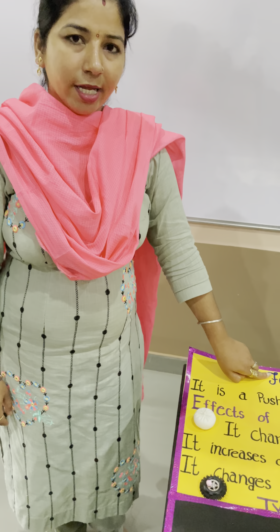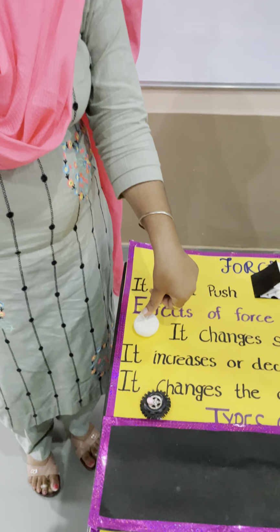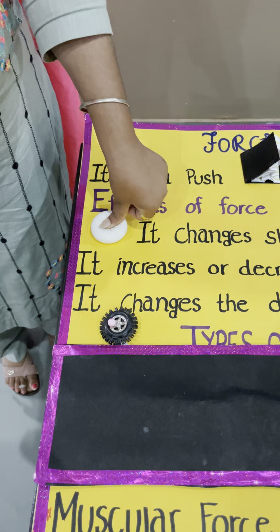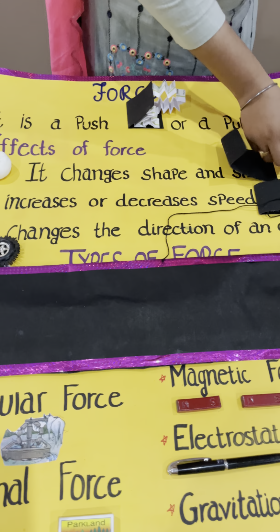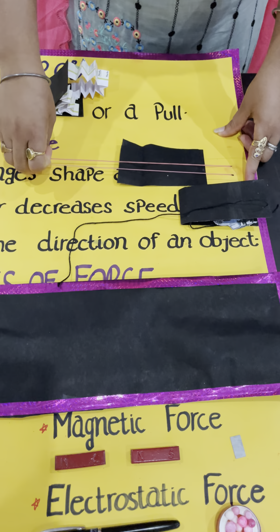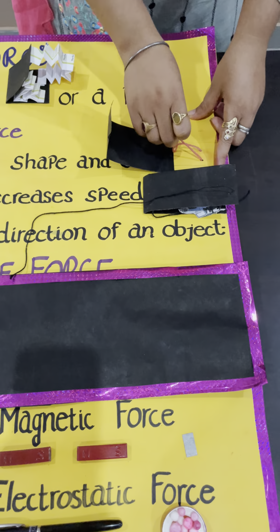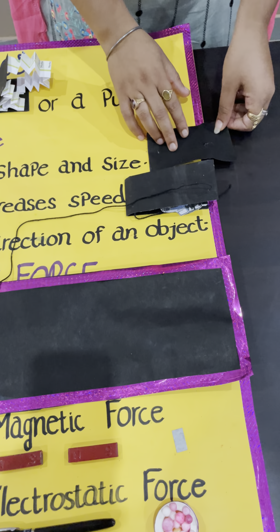In our everyday life, we see that when we sit on a mattress or on a cushion, its shape gets changed, and on stretching this rubber band, its size gets changed. So this is the first effect of force.